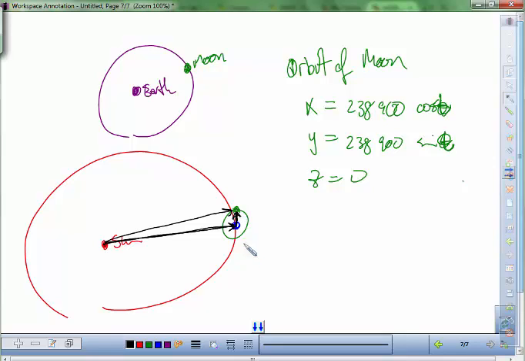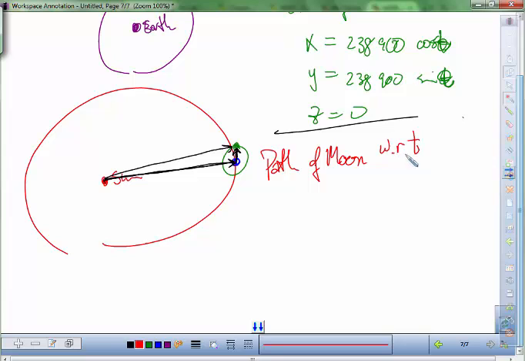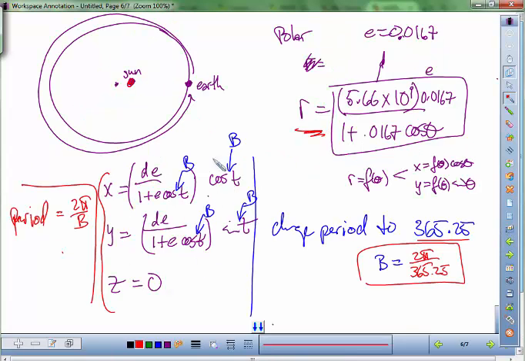So, if you can just put that together, we'll call this the path of the moon with respect to the sun being the origin. What would we do? We would take our first function. What's our first function? This big mess over here.